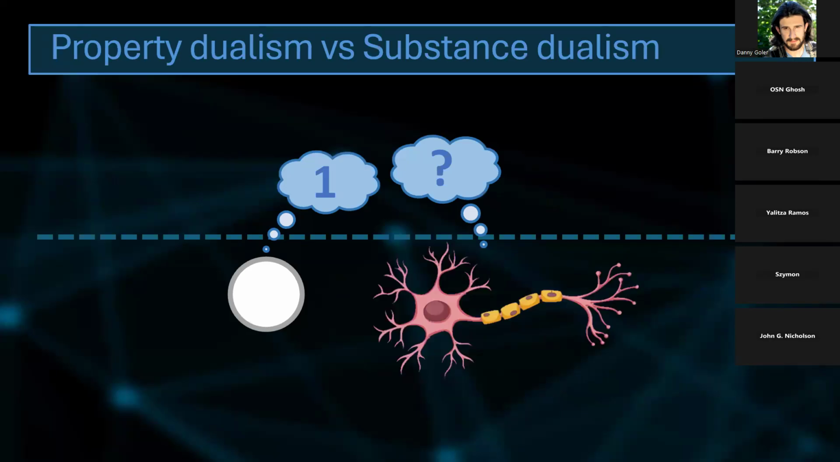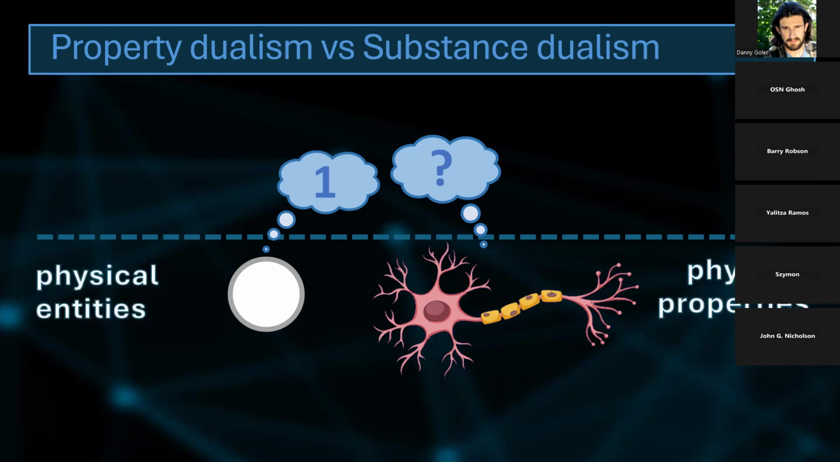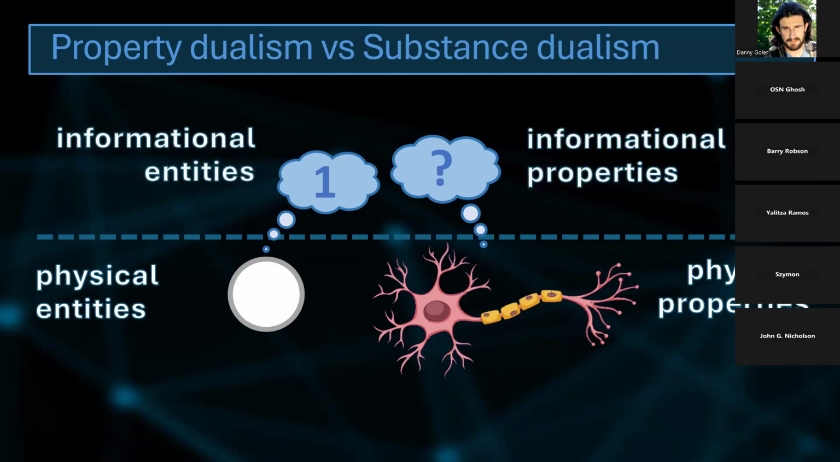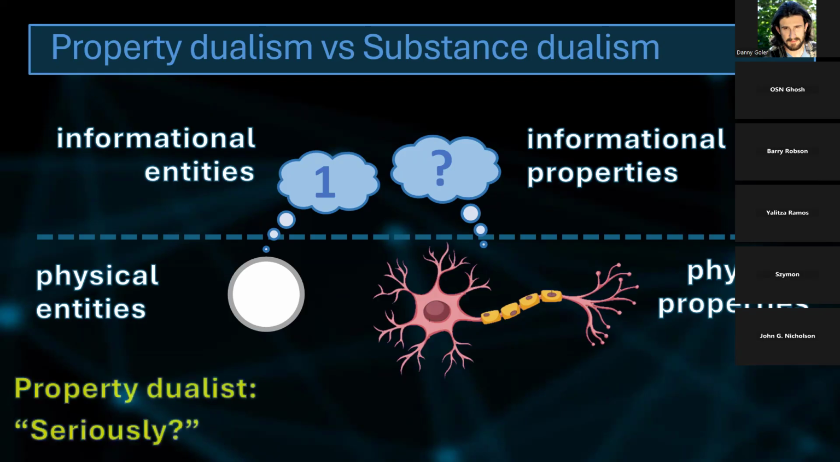So that leads to the conclusion, as far as I'm concerned, that in fact, while we have physical entities with physical properties on the one hand, we also have informational entities with informational properties on the other side, and that is what really matters. And that makes emergent information theory fundamentally a substance dualistic theory.